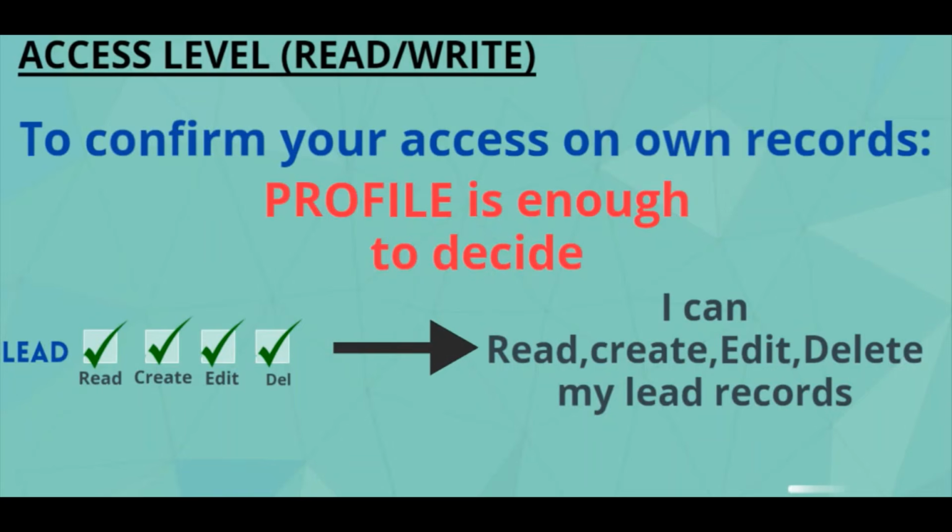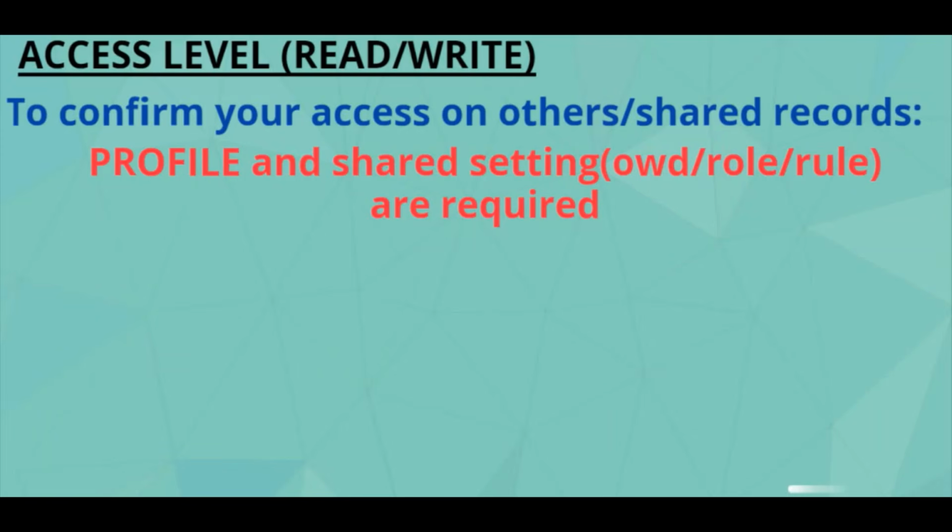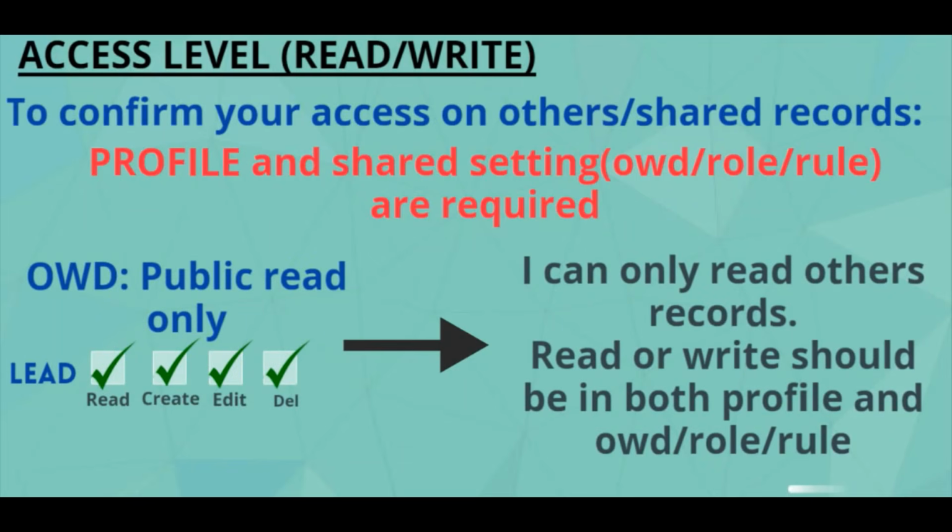What about shared records? Which means the records which are owned by others. To confirm access on other records, also called shared records, profiles and sharing settings are required. Let's say OWD shares records to us, or roles share records, or sharing rules share records. As I have mentioned earlier, all the 4 security settings will share records to us. As we have only gone through OWD and profile, now we'll see how OWD and profile combined will say what kind of access I will have on the shared records or others' records.